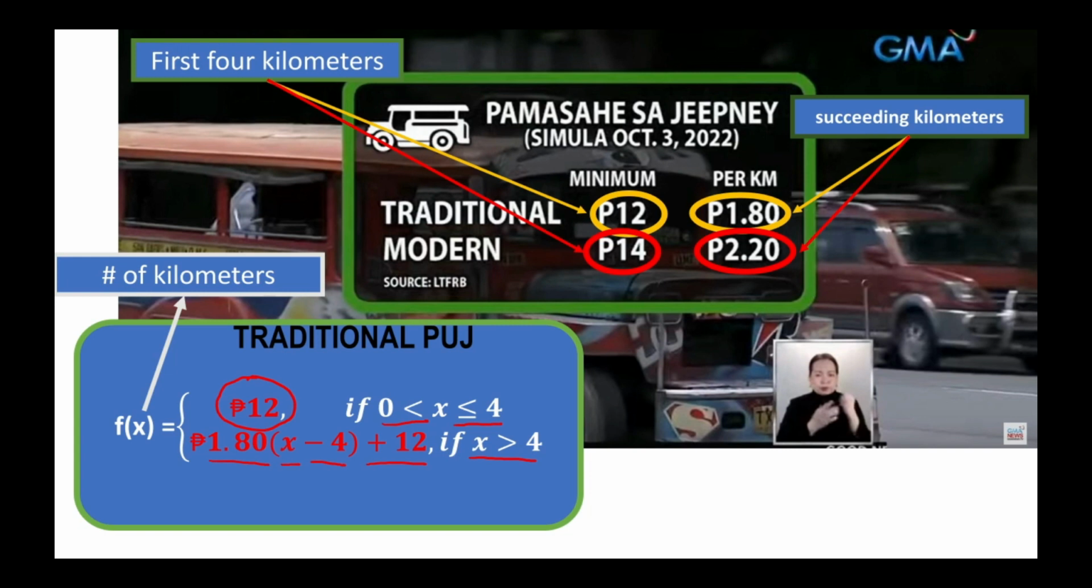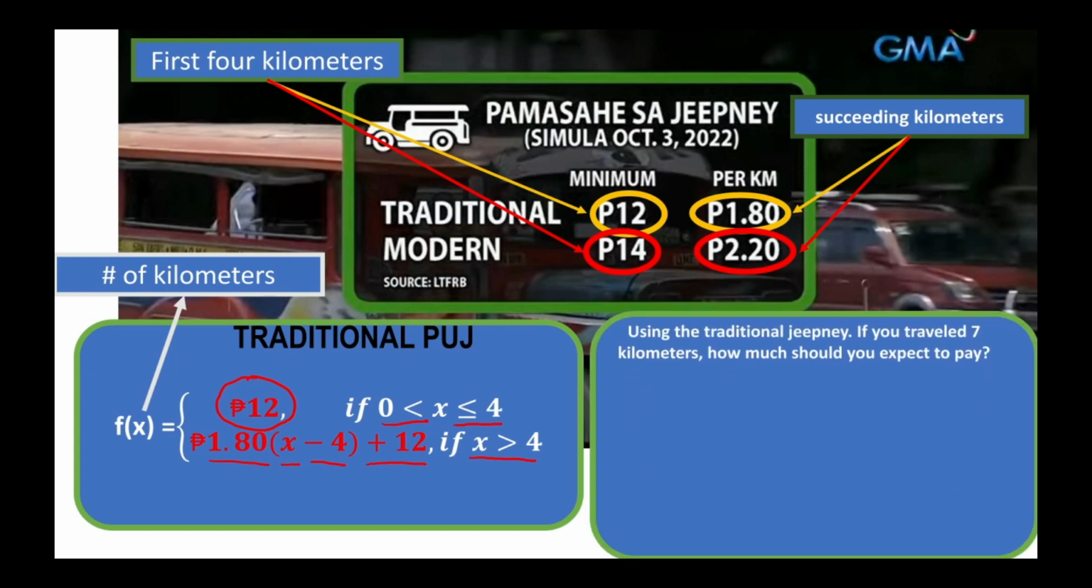How about this one? Let's assume that you traveled using the traditional jeepney. If you traveled 7 kilometers, how much should you expect to pay? In which of these two notations will you have to use? The first notation or the second notation? In this case, since you traveled 7 kilometers, you have to apply the second notation, since the distance you traveled is more than 4 kilometers.